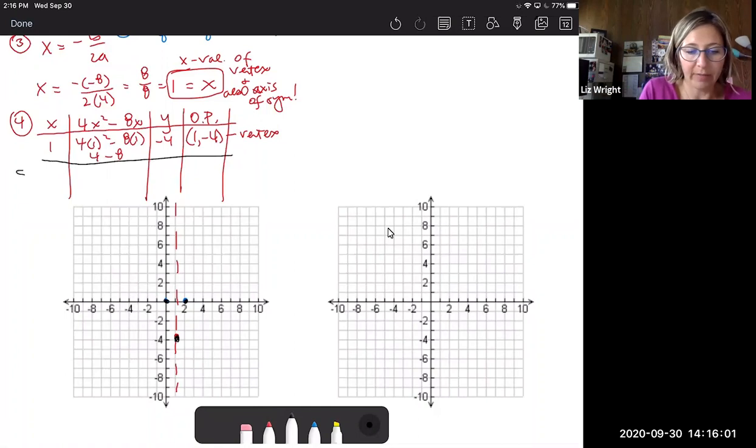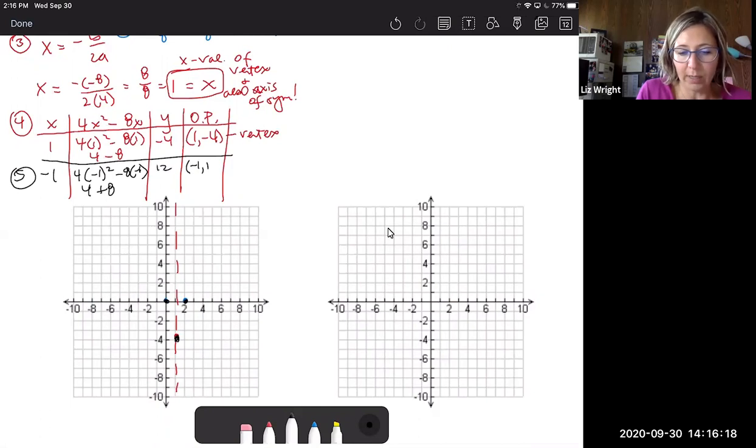So this is going to be step 5 here. x equals negative 1. I'm going to do 4 times negative 1 squared minus 8 times negative 1. So here I'm going to get 4 plus 8, which is going to give me 12. So then I'm going to get negative 1, 12 for that one. That means I'm going to have to extend my graph just a tiny bit. So negative 1, we're going to call this 11, 12. And then we're going to reflect it over.